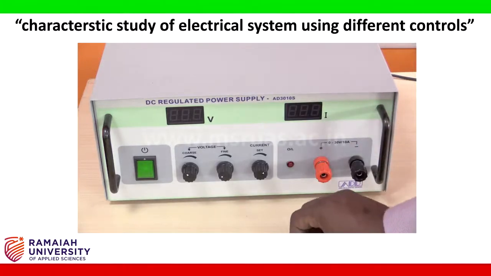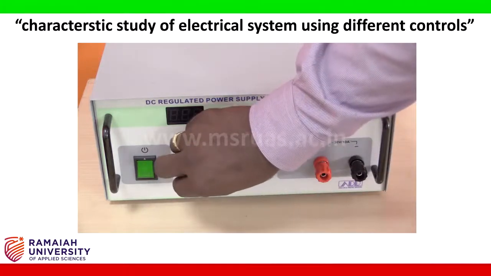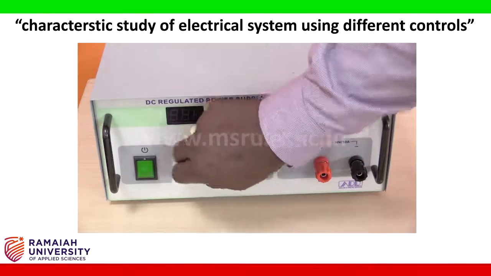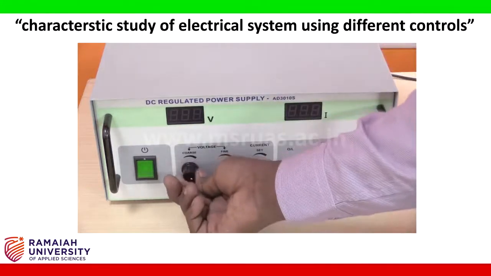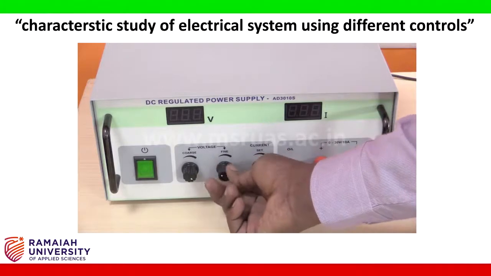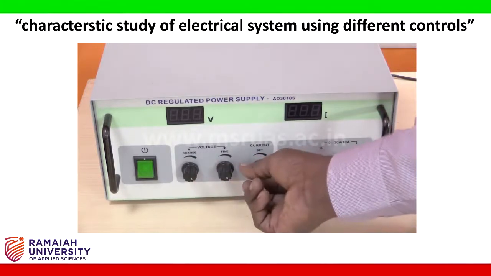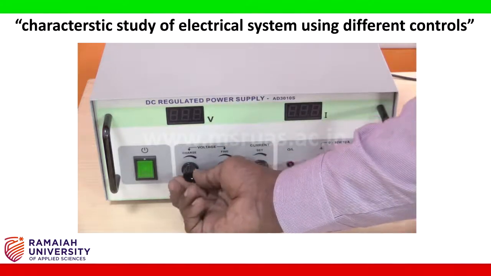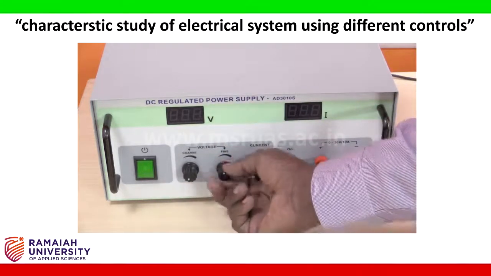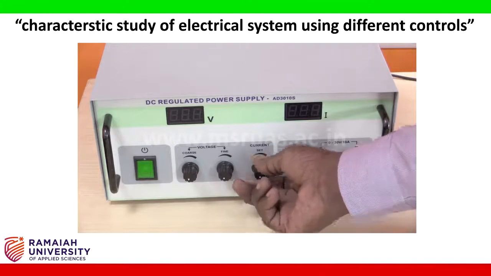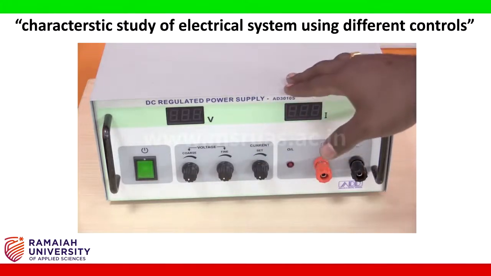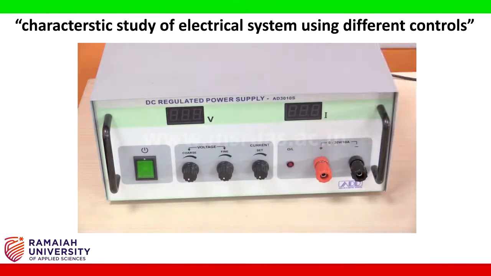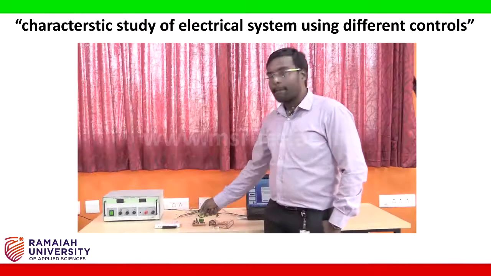So these are the different positions of the knob. This is a minimum position and this is a maximum position for the coarse. Similarly, even for the fine, minimum and the maximum. Before turning on this power supply, make sure all the knobs are in the minimum position so that, due to the flickering, it should not affect your circuit.